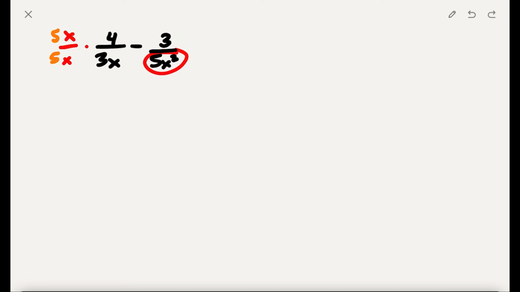And what you can do is make this 15x squared on the right rational expression by just multiplying it by 3 over 3. So now if you notice, this is 15x squared, and then this is 15x squared too, which is what we want. We want common denominators. So we're going to have 20x minus 9 over 15x squared. There is no common factors for any of these, so that is the final answer.